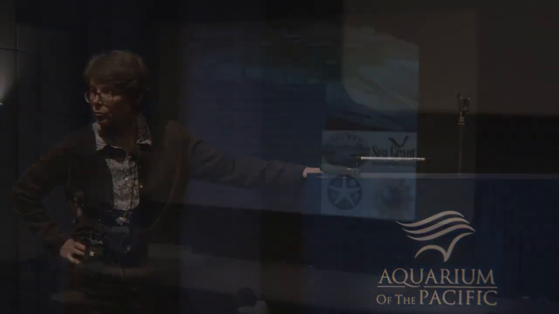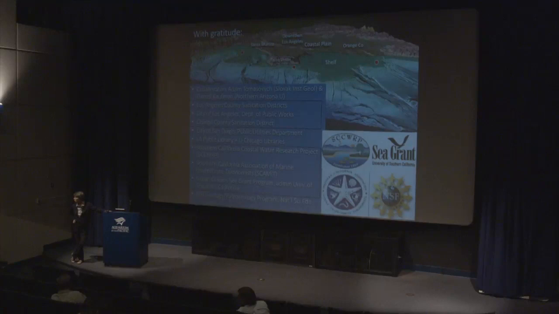But the ratio of watershed to water area is extraordinarily important. Chesapeake Bay has the largest ratio of any estuary in the world. And that's why it's so difficult to try to restore that. Yeah, in fact, it may be impossible.